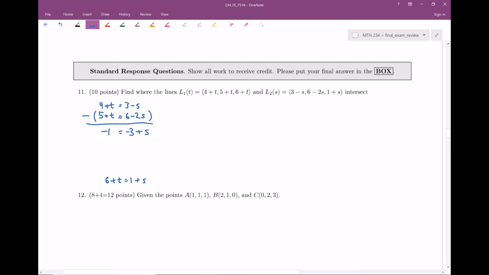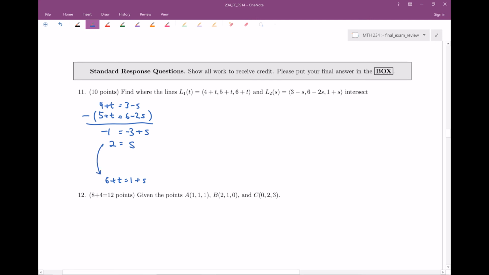Okay, so now I can rearrange. By adding 3 to both sides, I'm going to get s is equal to 2. So actually that was relatively nice. Now at this point I can use my s value to solve for t. I can do this in any of the equations, but I'll use this third one down here.